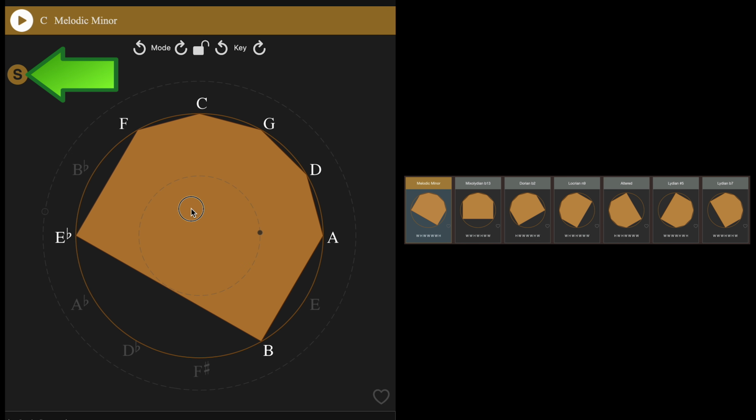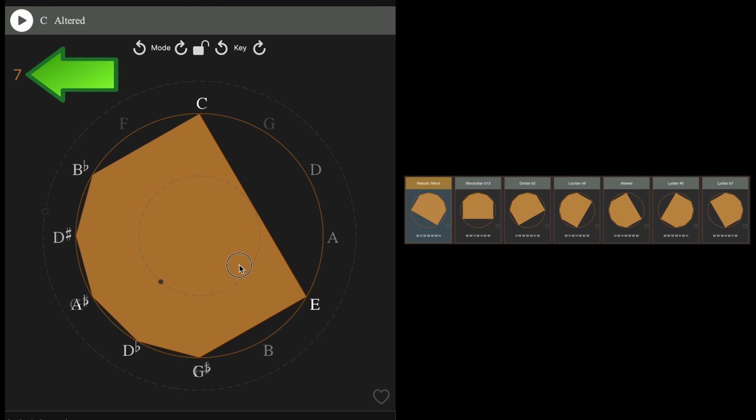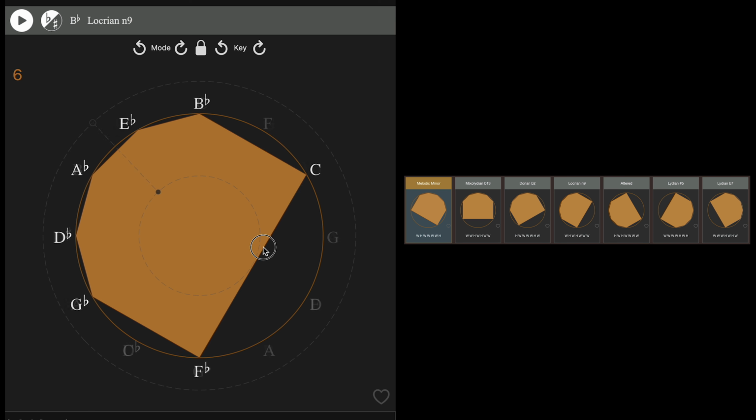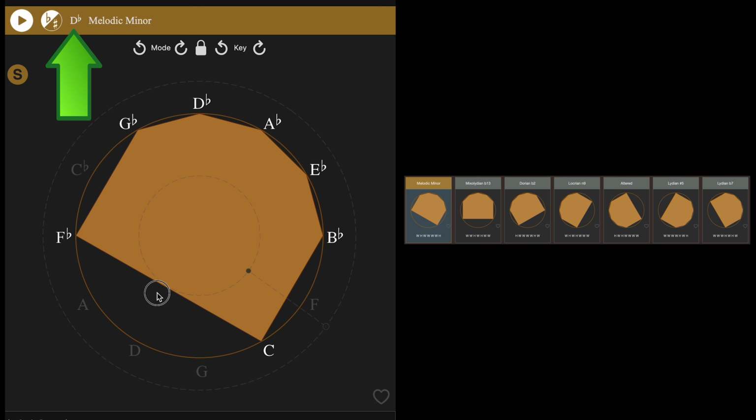And that's why we say the melodic minor is the source scale for this set of modes. And the altered scale is the 7th mode of melodic minor. So if we have a C altered scale, which one exactly is the source scale? Well, just lock the notes to the graph and rotate the circle until you get to the melodic minor. It's D flat melodic minor. C altered is the 7th mode of D flat melodic minor.